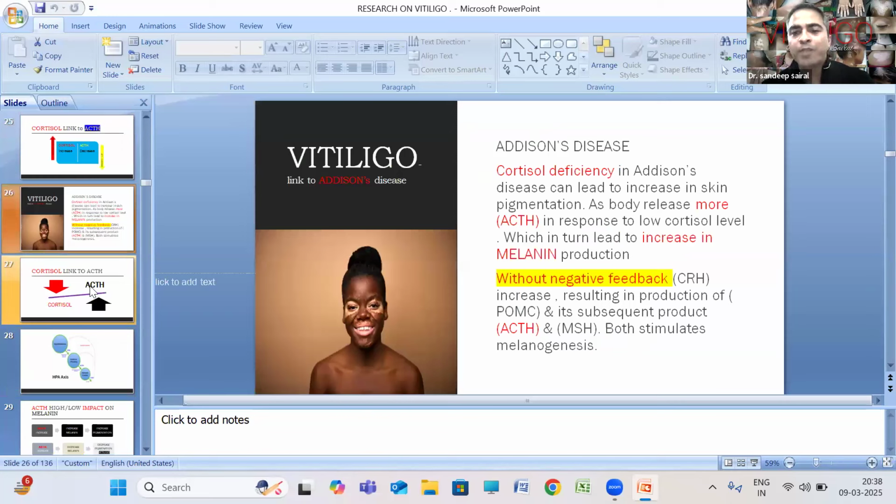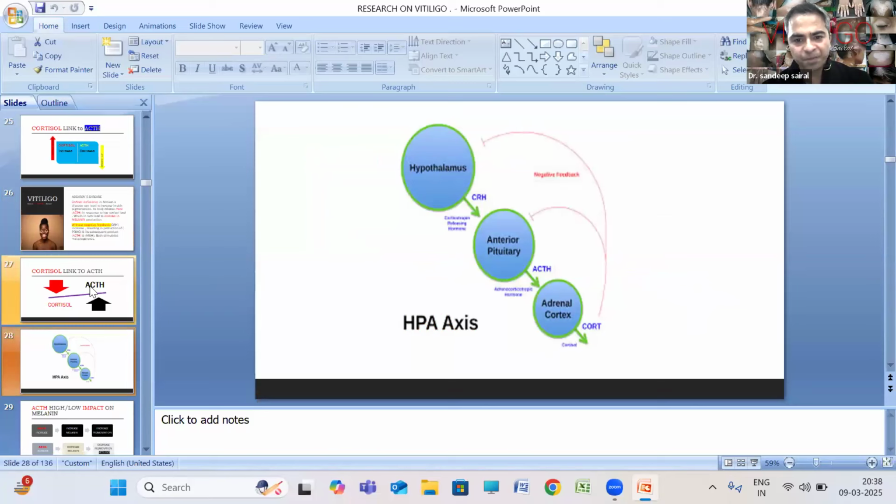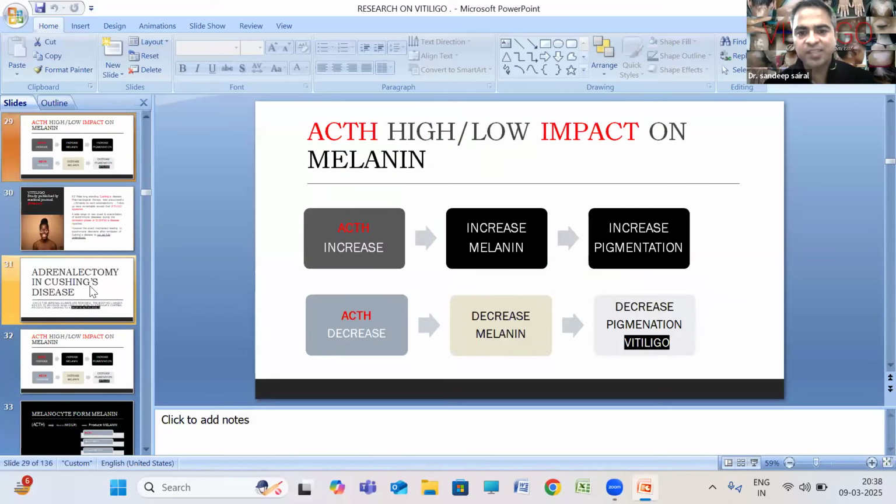Okay, let us understand this from medical terms also. See, there's Addison disease. In short, Addison disease means you have low cortisol. What will happen if your cortisol is low? With the help of the hypothalamus-pituitary-adrenal axis, it will increase ACTH. See this diagram? If cortisol is low, ACTH will be higher to stimulate the adrenal gland to produce more cortisol. Now, when ACTH is high, it will increase melanin and increase pigmentation.